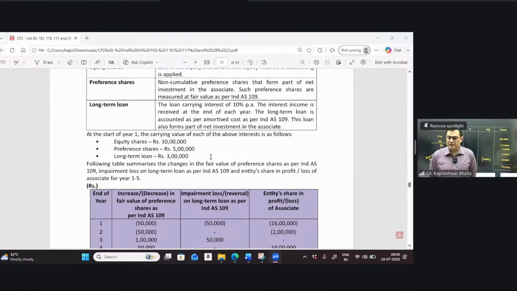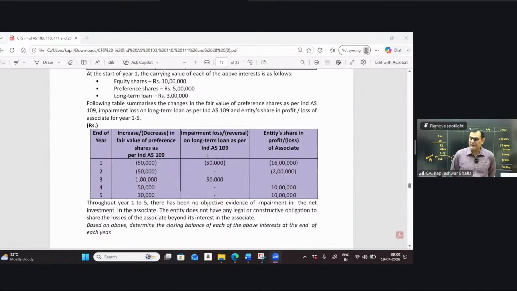And then it says the following table summarizes the changes in the fair value of the preference shares as per Ind AS 109, the impairment loss on the long-term loans as per Ind AS 109, and the entity's share in the profit or loss of the associate for year 1 to 5. So we're given the fair value changes for the preference shares because they are taken at fair value. And we are given the impairment losses for the long-term loan because it is at amortized cost. And then there is the investor's share of profit or loss in the associate company.